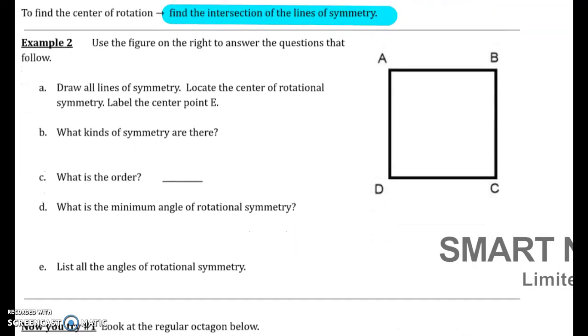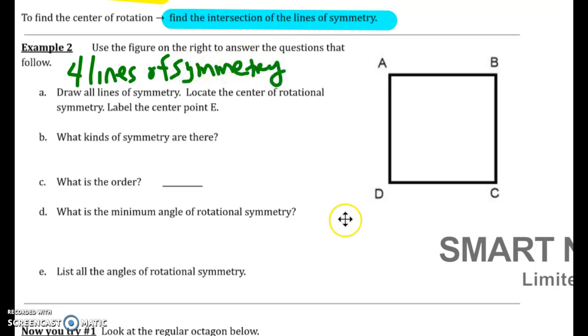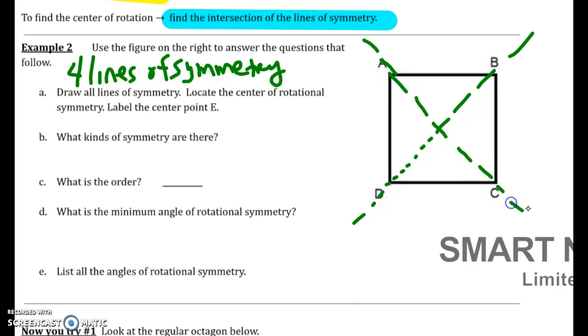So for example number 2, we're going to draw all the lines of symmetry. I'm going to note before I even do that this is a square, so there should be 4 lines of symmetry, because it's a square, and a square is a regular polygon. So I know that the diagonal is a line of symmetry. The other diagonal is a line of symmetry.